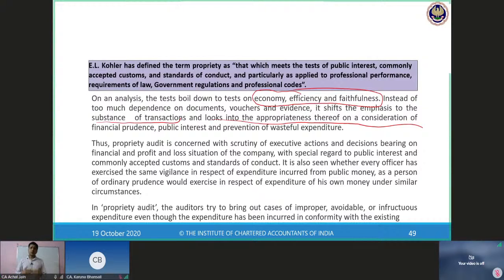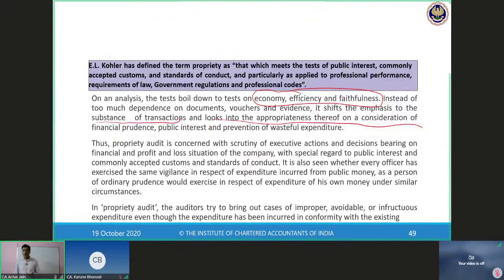Because if there was no need of constructing a building, unnecessarily rupees 5 crore have been spent on this. This aspect of assessing whether the expenditure was really required or not, and not limiting our checking to whether the expenditure is as per the original bills etc. or not, is called the propriety aspect.